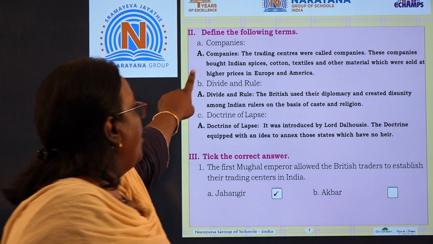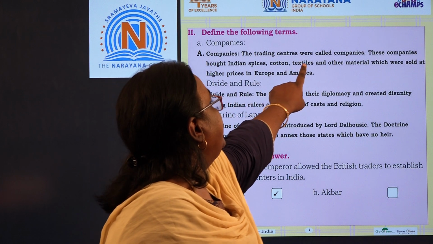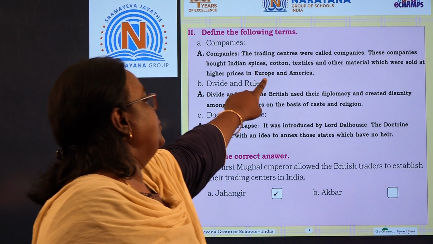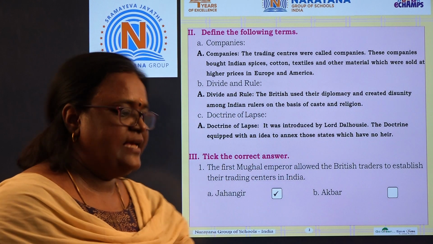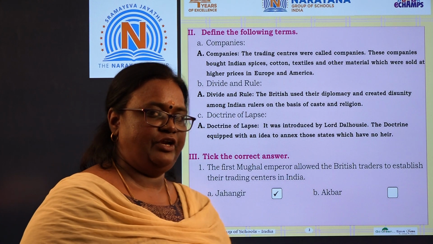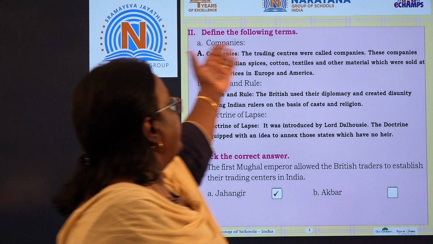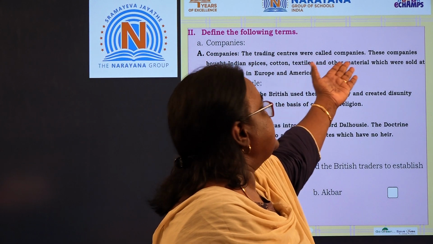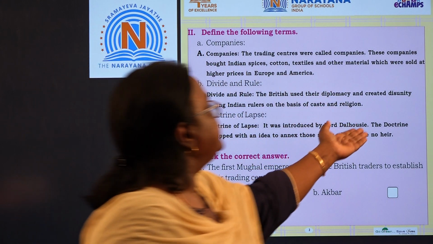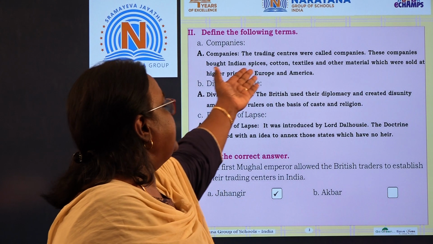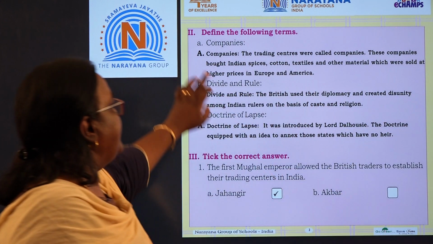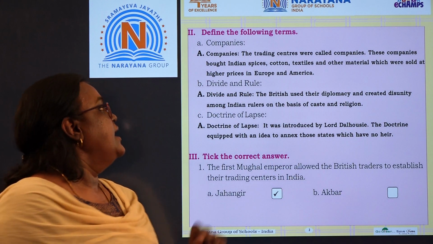These companies bought Indian spices, cotton, textiles and other materials which were sold at a higher price in Europe and America. So though the East India Company is like a company, they came as traders, right? They came in, they were trading. These trading centers were called companies. So what is a company? Trading centers are called companies. These companies bought Indian spices, cotton, textiles and other materials which were sold at a higher price in Europe and America.